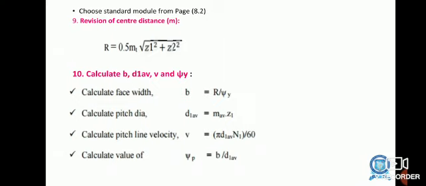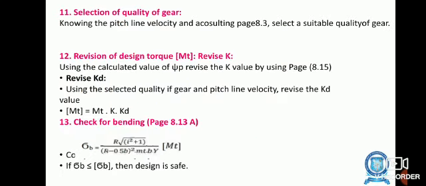Then step 9, revision of cone distance. Utilizing the formula A equals 0.5 mt root of Z1 square plus Z2 square. Then step 10, calculating the basic parameters: face width, pitch diameter, pitch line velocity. You utilize the above mentioned formulas and get the values. Then step 11, selection of quality of gear. Knowing the pitch line velocity and consulting page number 8.3, select a suitable quality of gear.